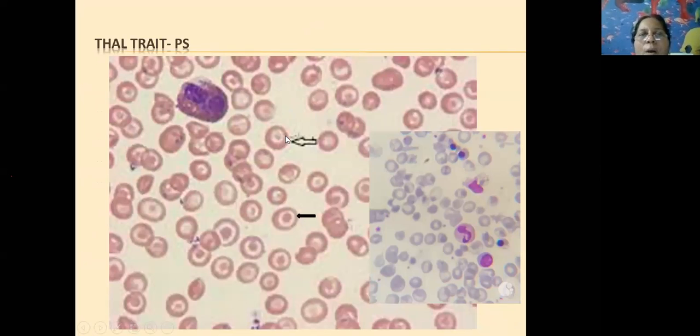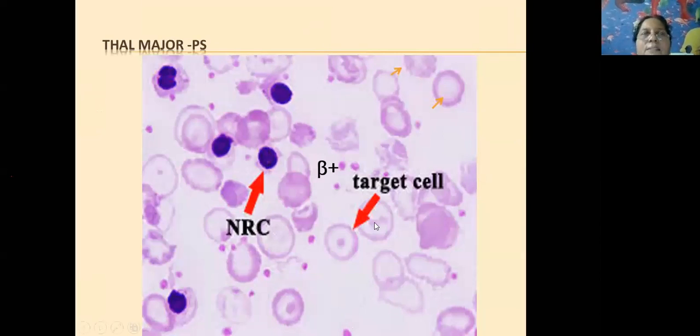A lot of target cells. These are the target cells, with a bullseye appearance. Inside the center there is hemoglobin. And this should come to the next one, the NRBCs and the Howell-Jolly body remnants. And this is the major.